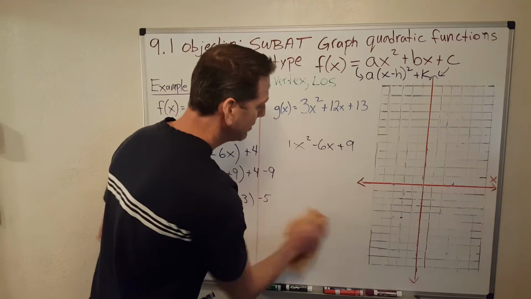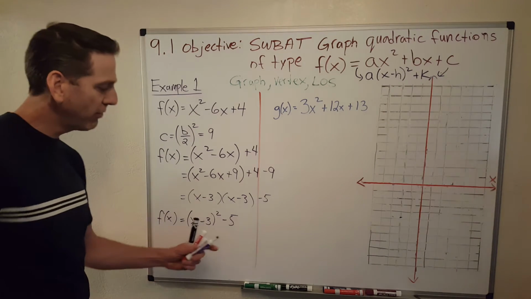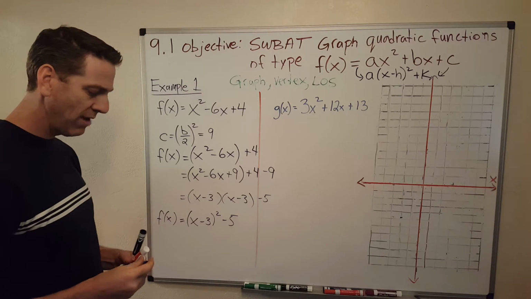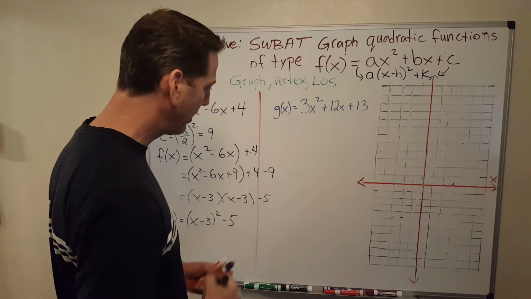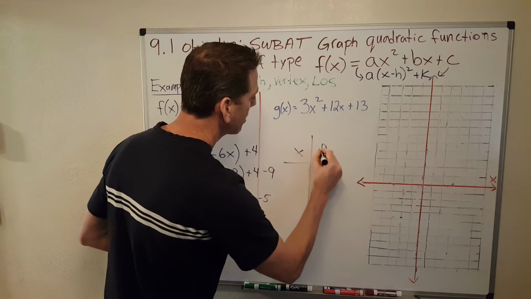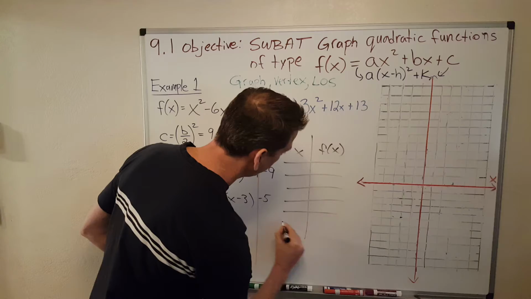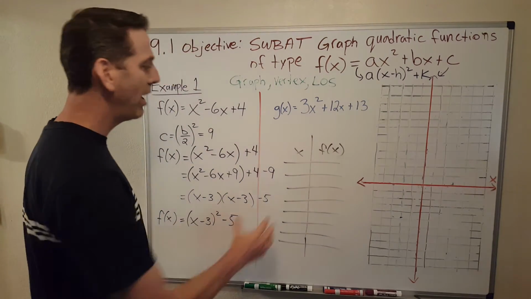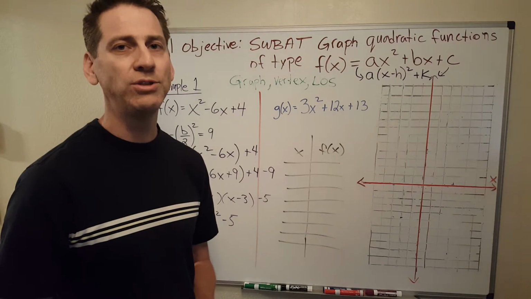All right. So, once I get it into vertex form, I can pretty easily graph this. Okay, so what I do is I set up my little table. All right, 2, 3, 4, 5, 6, 7. Now I've got to choose my x values. Question is, what x value do I choose?